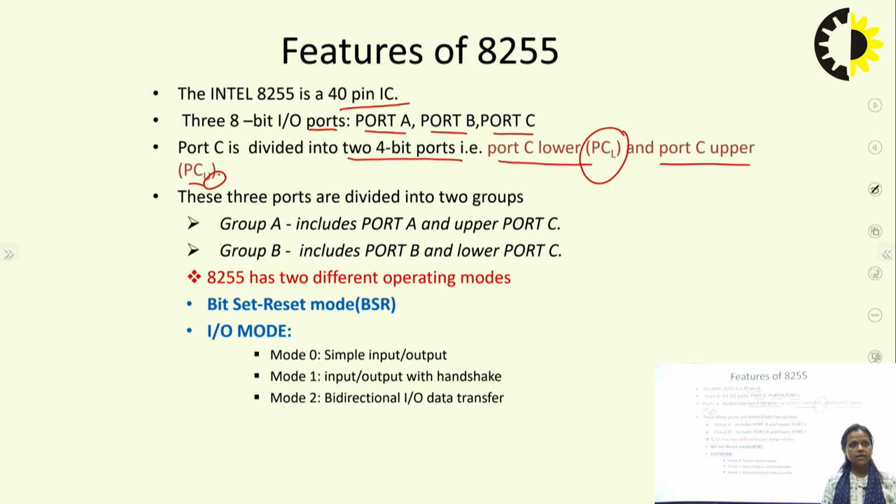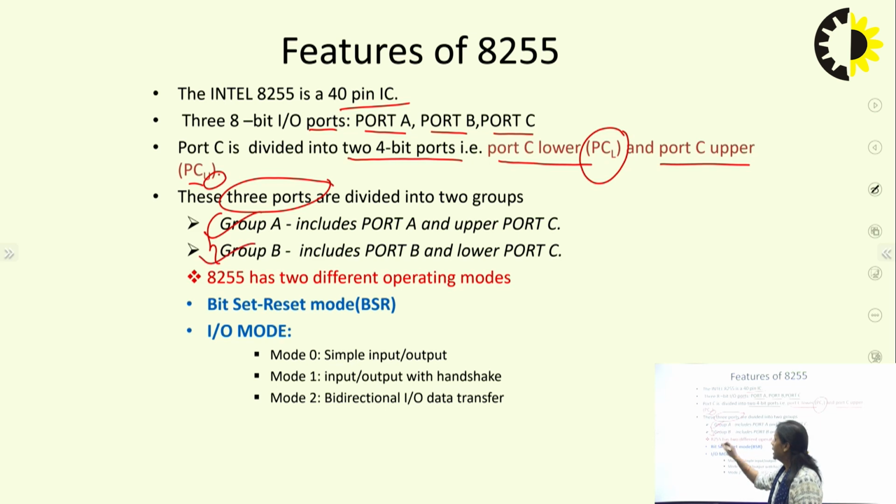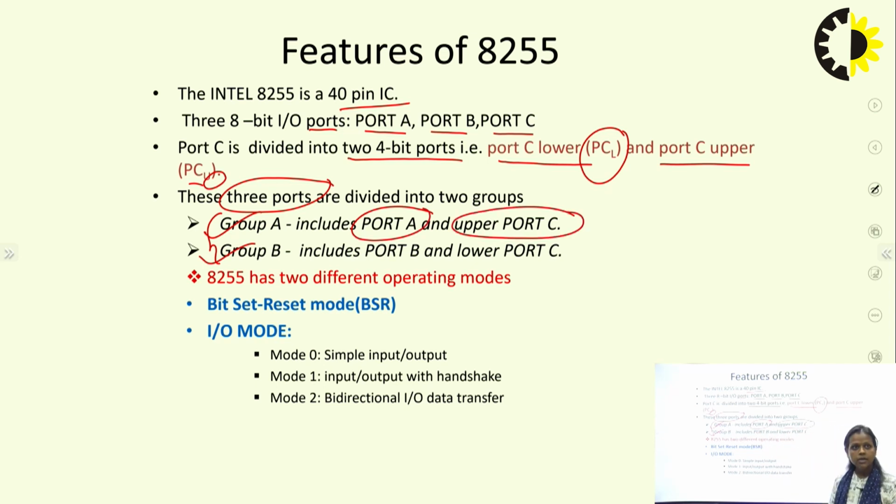These 3 ports are divided into 2 groups, that is group A and group B. Group A includes port A and upper port C, and group B includes port B and lower port C.